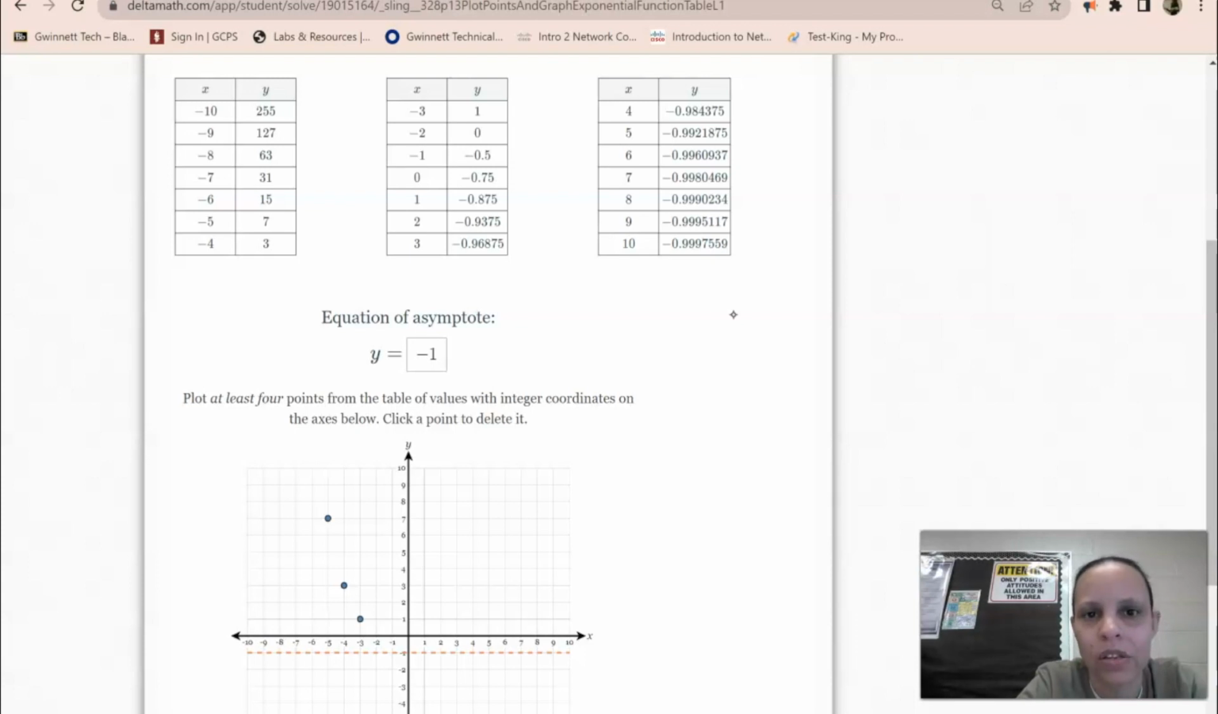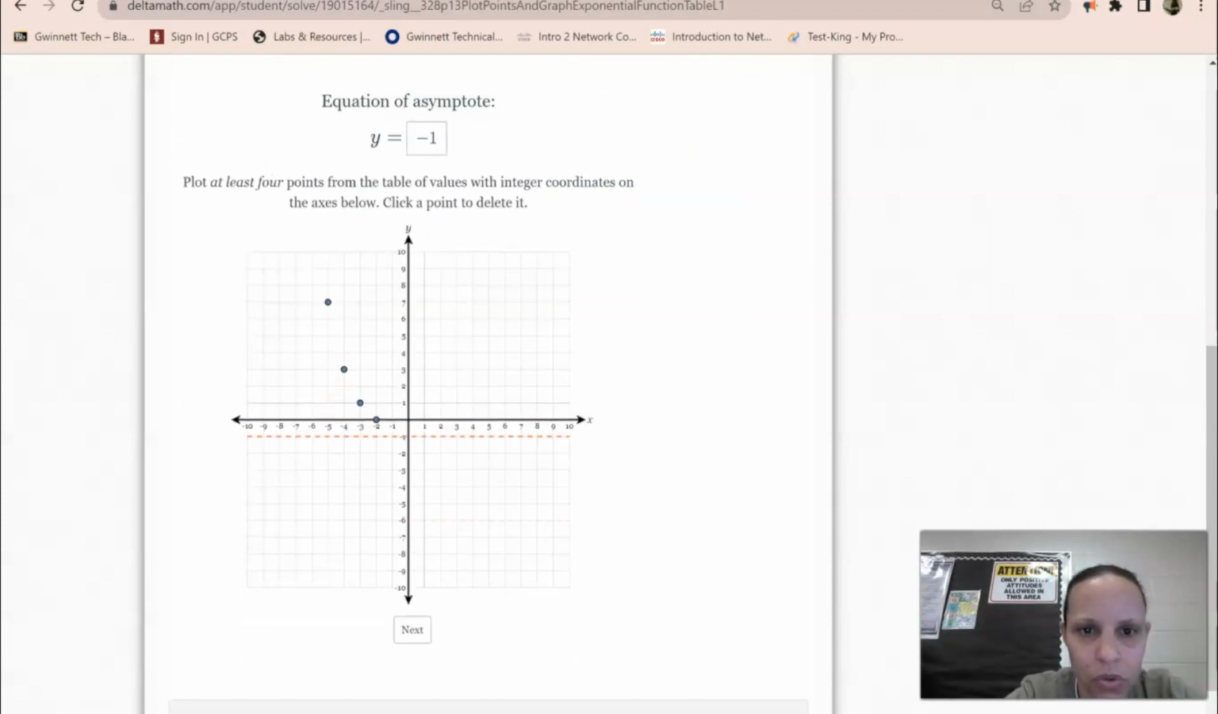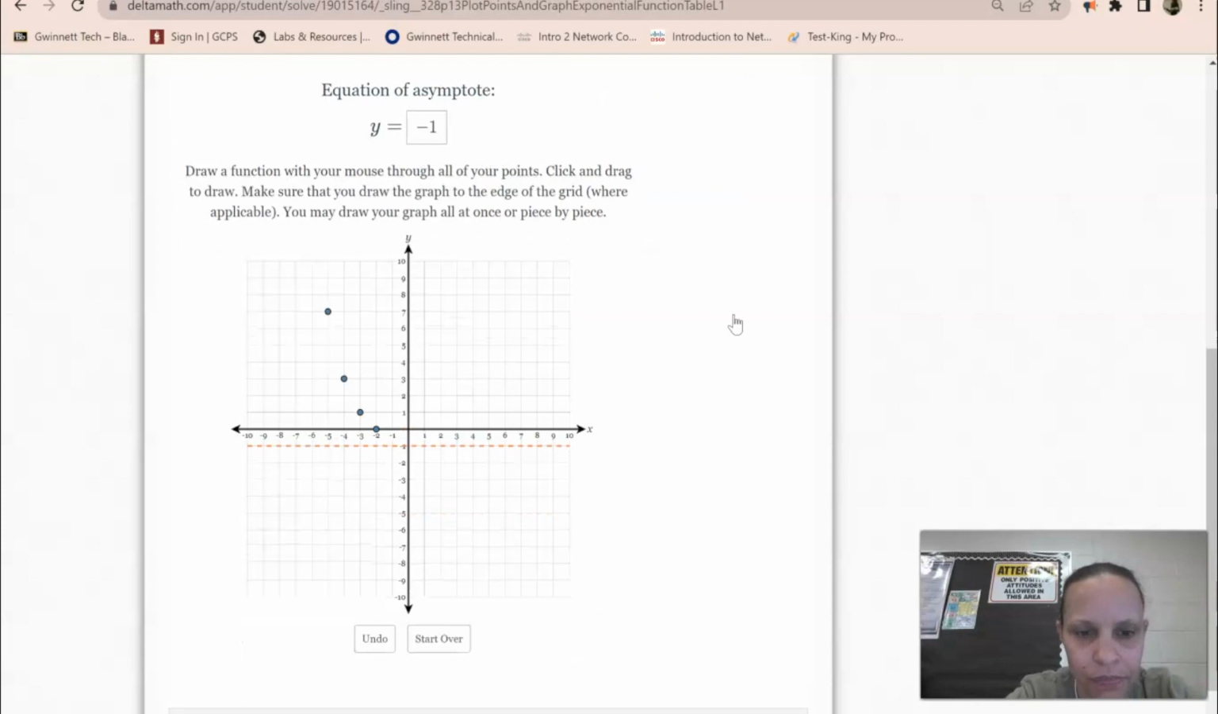And notice I'm going x and then y, right? -2 in the x direction, 0 in the y. I can't do that one because it's halfway. I might get that wrong. And all of these are decimals. How many points do I need? 1, 2, 3, 4, and I need 4. Okay, cool. So once I have 4 points, that's enough. All right, then you're going to do what? Press next. Draw a function with your mouse through all of your points.